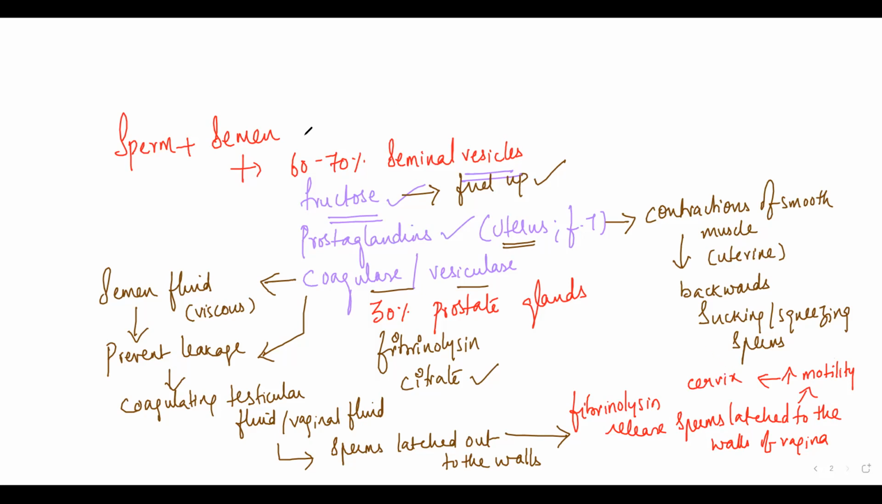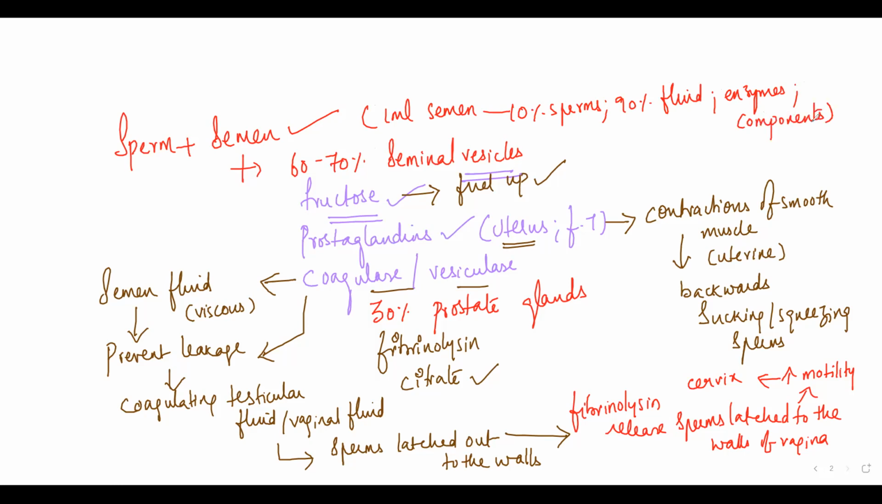So what have you seen is, what did I say about the ejaculation? The 1 ml of semen is going to comprise 10% of sperms, and all the other 90% is going to be the fluid of semen, as well as the enzymes, as well as the other components present, like citrates, the fructose, and all those things. So it is only 10% of the sperms over here. And you could see that fructose is fueling up the mitochondria to produce ATP, to help the sperm swim and make those movements.